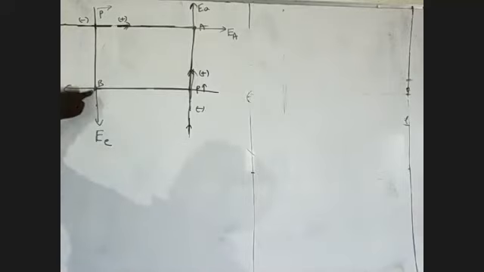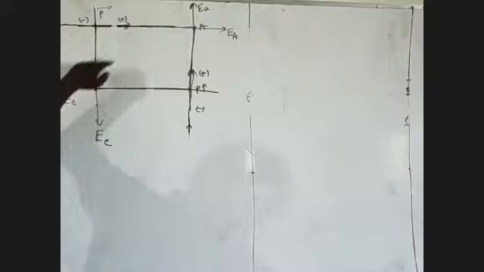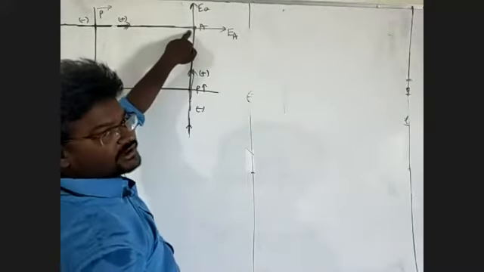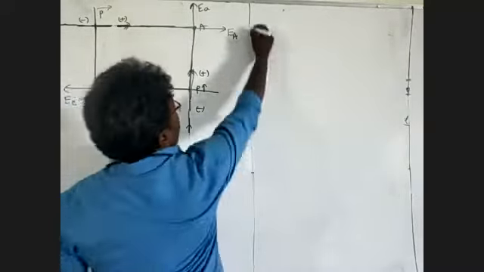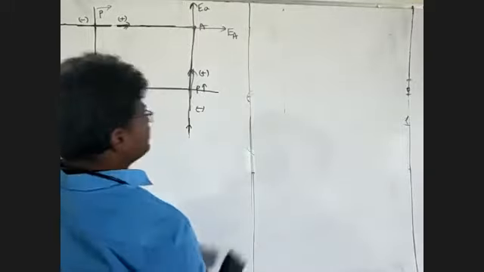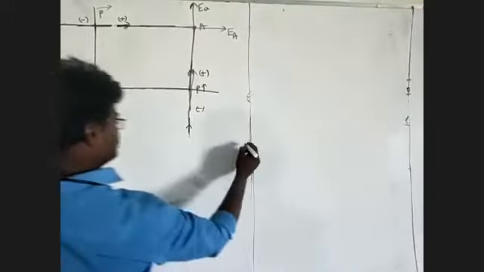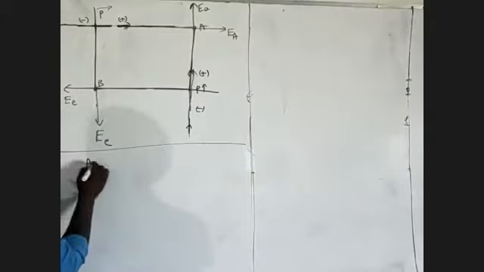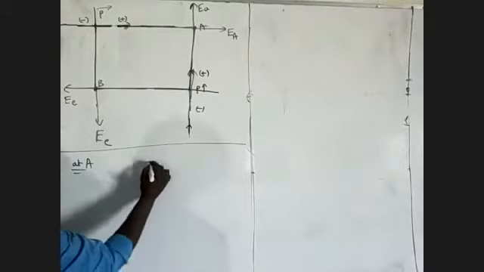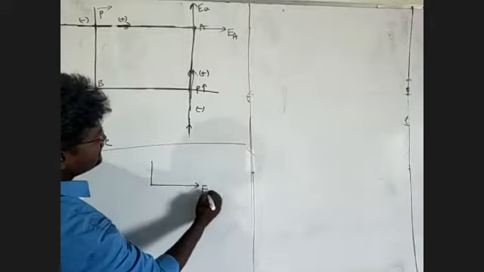At this point, we have to calculate the resultant electric field. You will see how to calculate it. Now, at the A point, you will see this is the EA.